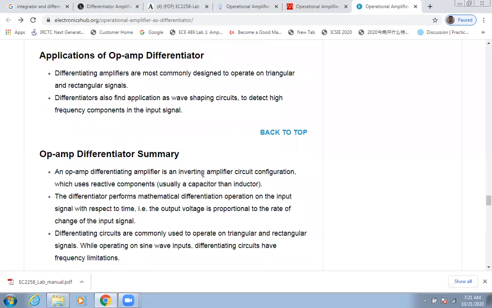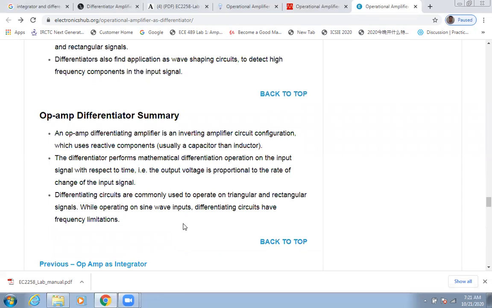So, so far in this lecture, we have discussed that the differentiator amplifier is an inverting amplifier circuit configuration which uses reactive components such as a capacitor. Then we perform the mathematical differentiation operation on the input signal with respect to time. They are commonly used on triangular and rectangular signals, and thus they are used in wave shaping circuits.